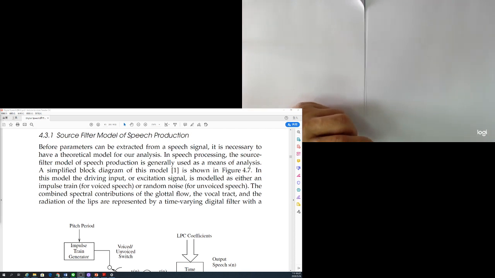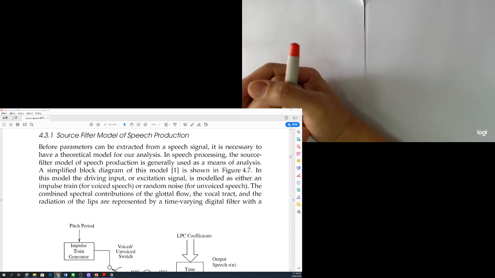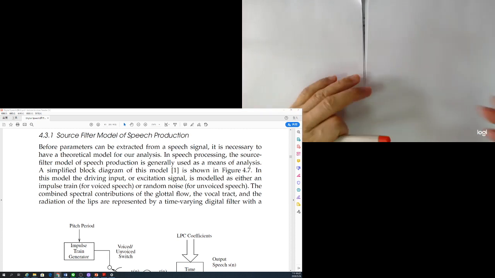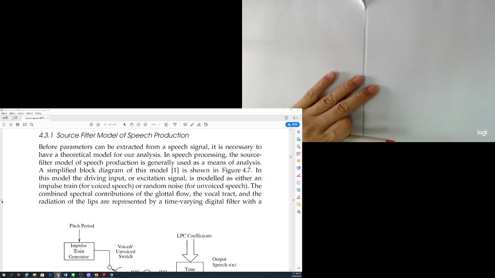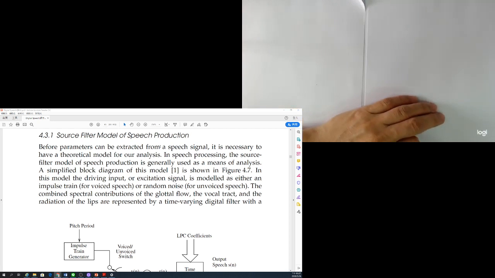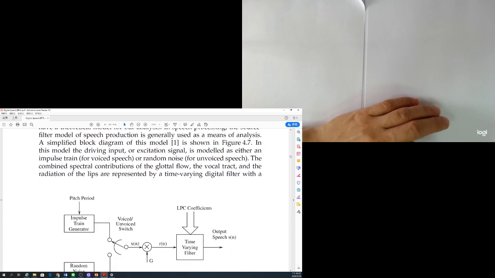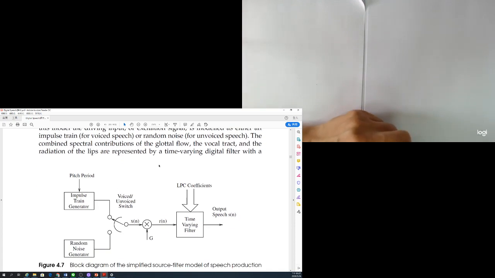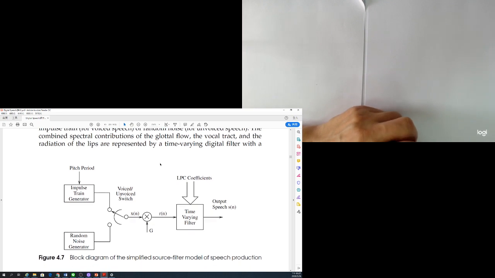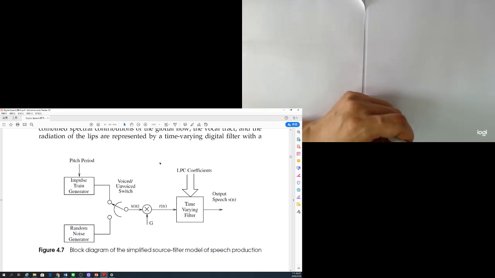Let me check. Wait a minute. Okay, so first issue, we go back to see what we have. First one, you can see our PowerPoint here. It is like our textbook here.